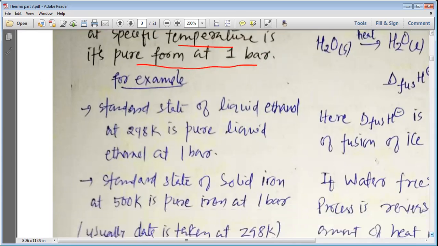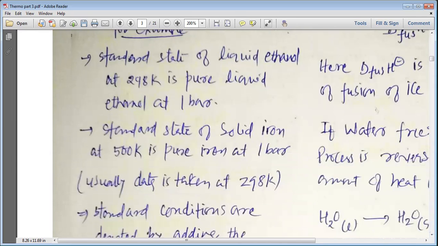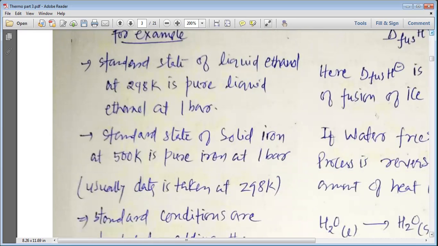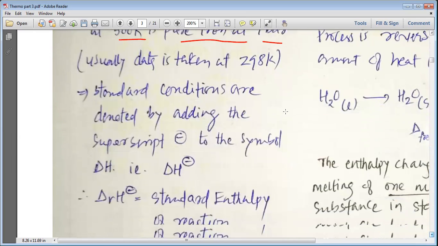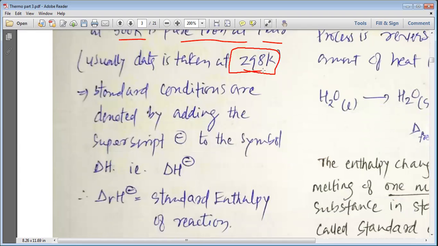Let us look at a few examples to understand the standard state. Standard state of liquid ethanol at 298 Kelvin is pure liquid ethanol at 1 bar. Standard state of solid iron at 500 Kelvin is pure iron at 1 bar. So usually we use 298 Kelvin temperature to determine the standard state. But this is the usual case. We can have some other cases even.